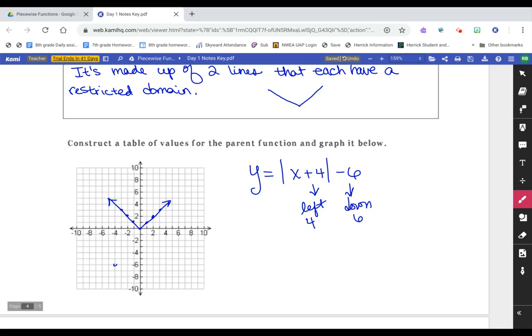The vertex would be at -4, -6, and then you can move every single dot. In an absolute value function, as long as it's not being stretched or shrunk vertically or horizontally, you just go up 1 over 1, in both directions. So the one below it would be this equation.